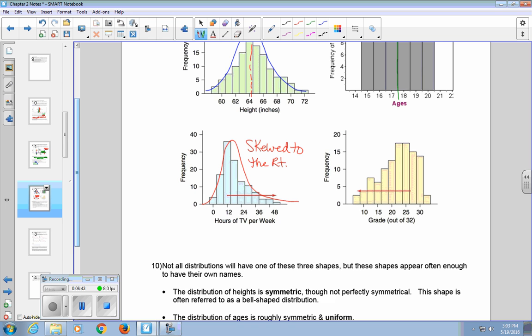This one on the left, dealing with grades, is the reverse. This one is skewed to the left. And for a similar reason, it looks like the left-hand tail is much more stretched out than the right-hand tail.